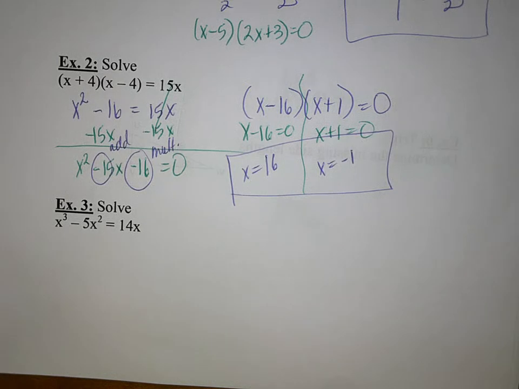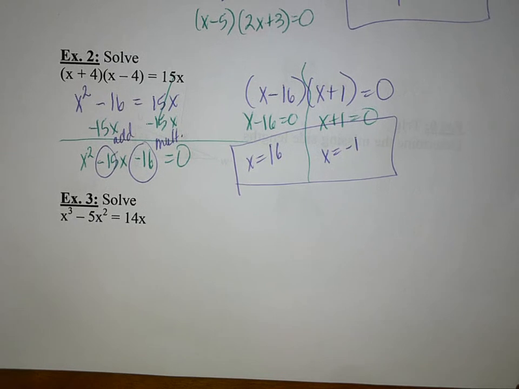Yes, because it always goes in descending order. So you have your x squared term, and then your plain x term, and then your number without an x. Okay? And when it's in that order, your middle numbers you're adding, and your last numbers you're multiplying. Okay, so try example 3 on your own.